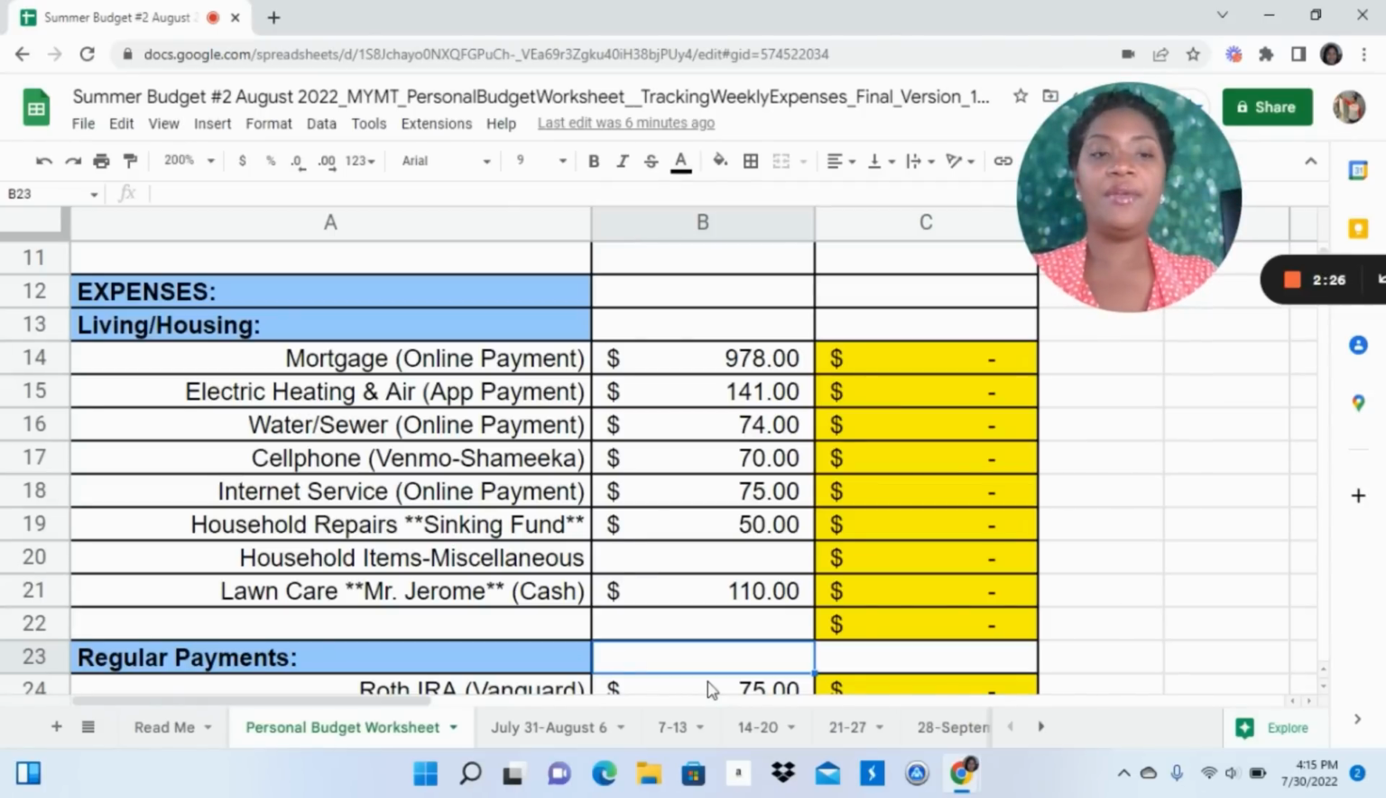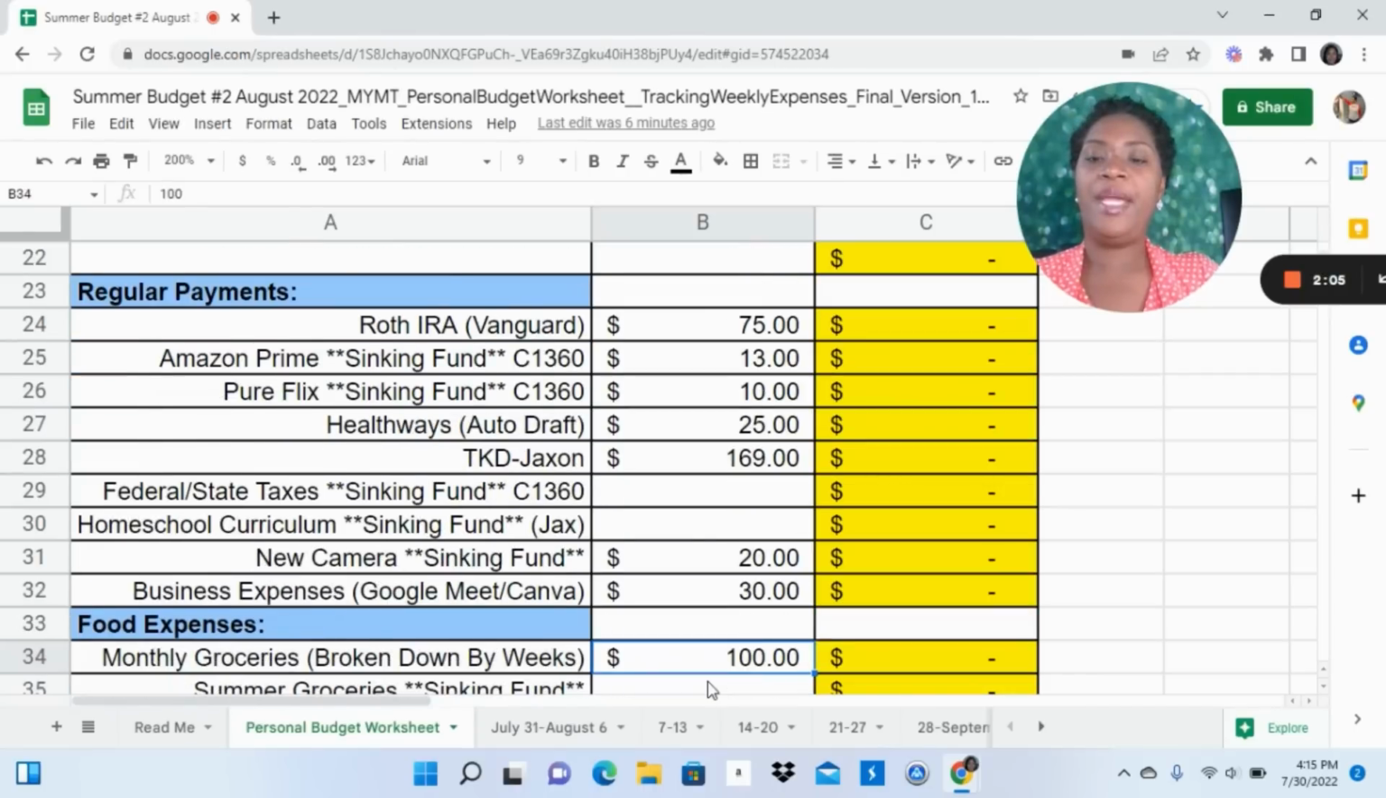Lawn care for Mr. Jerome is 110. He cuts my grass through October, and then he doesn't cut the grass until April. So he is April to October, and then he's off. The money that I don't use for grass, I usually put into household projects at that time.